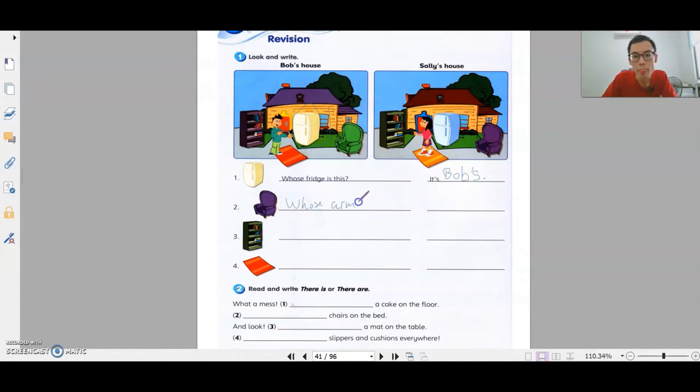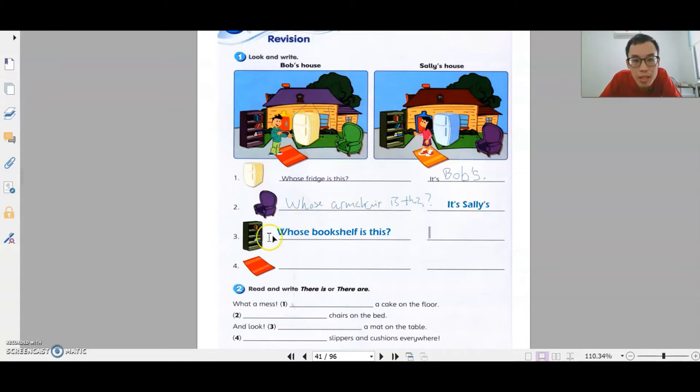armchair is this? Question mark, whose armchair is this? Let me type it. Whose armchair is purple? Purple is Sally's, right? So it's Sally's. Again, you need to put apostrophe S. Okay, apostrophe S. Okay, number three, whose bookshelf or bookcase is this? Question mark.